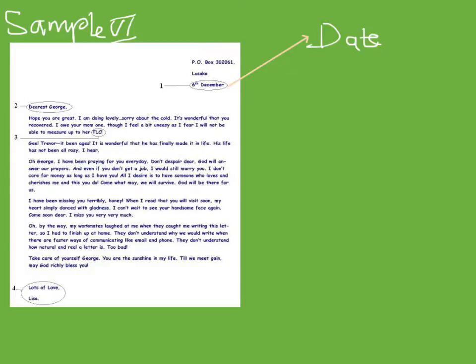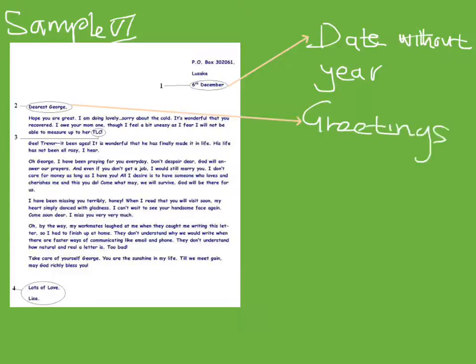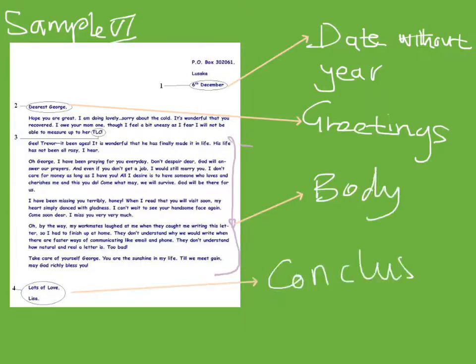Now look at sample 6. You see that this other letter has started with P.O. box. No name has been given, but the date without the year has also been given. Also discover here that the greeting here is dear George. You see, and all of these other paragraphs are the body, and then we have the conclusion. This is also a love letter written to George.